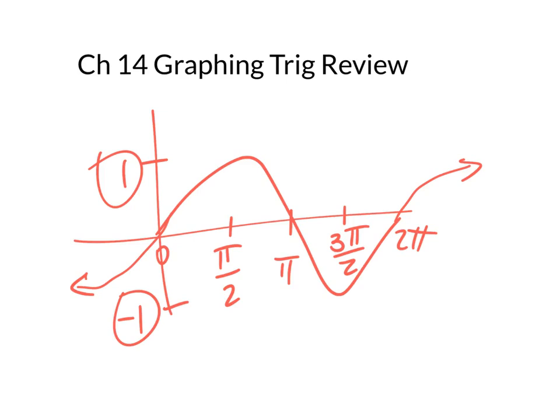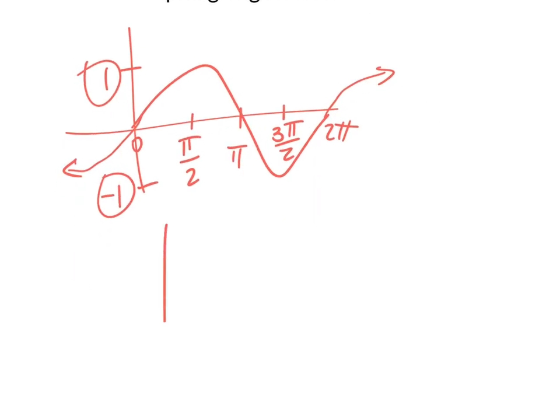And then cosine was similar. So sine looks like this. Cosine starts at 1. And I like to do cosine in 4 parts. So it starts here. Let's see if you can do it. I'd like you to pause and give this one a shot. Try cosine.